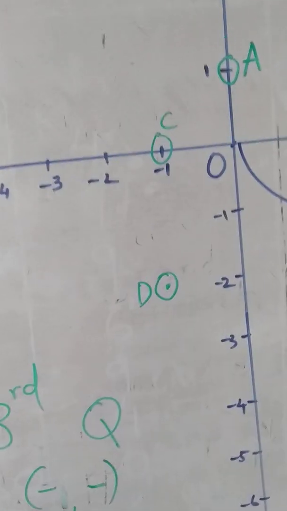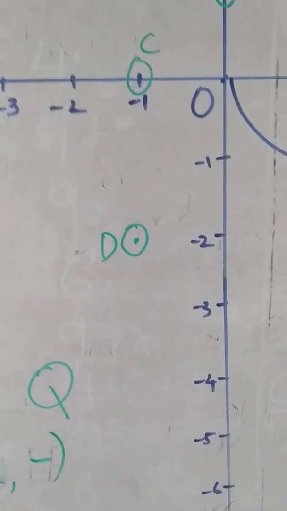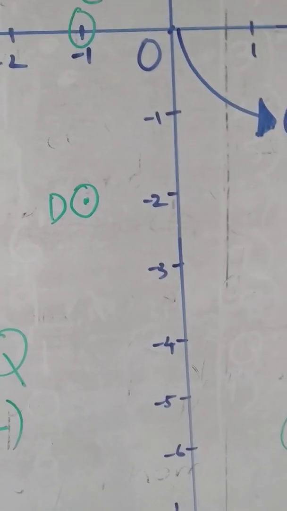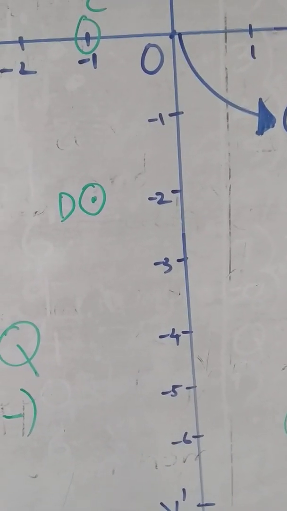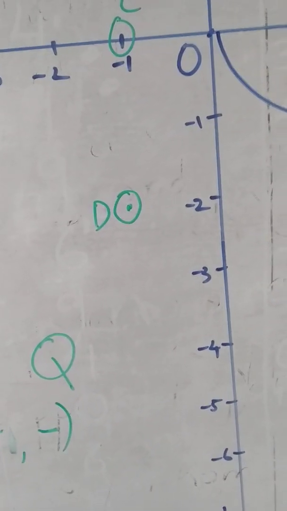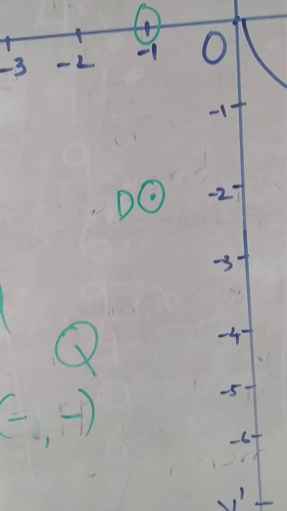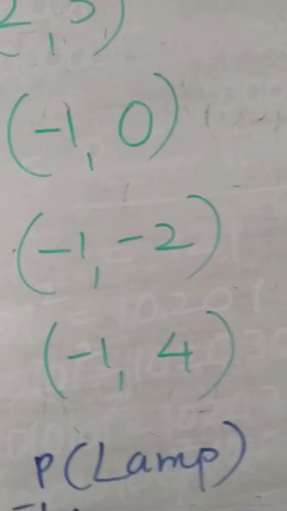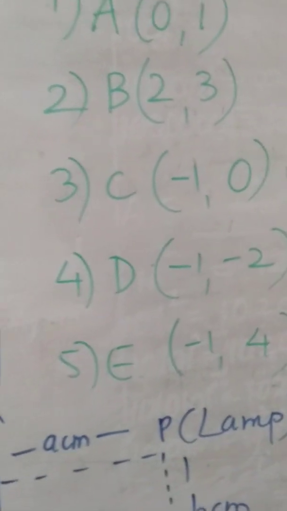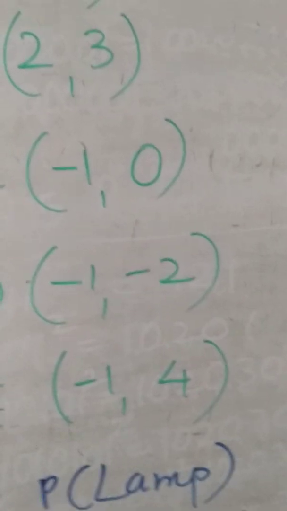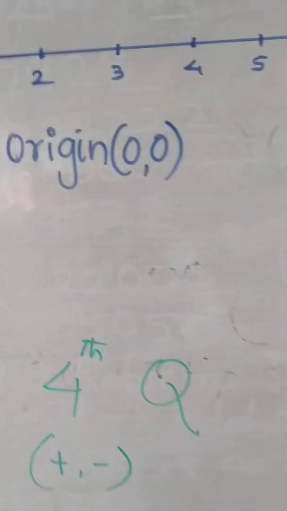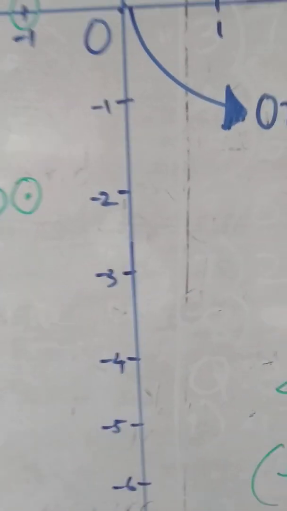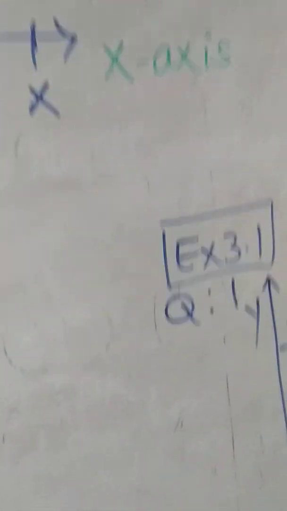C, minus 1, 0. Minus 1 on x-axis, 0. So it lies on x-axis. D, minus 1, minus 2. Minus 1 of x-axis, minus 2 of y-axis. Last point, minus 1, 4. So minus 1 is x coordinate, y is 4. So where is minus 1? Minus 1 and 4. Okay, so you plot the point. From this we come to know to which quadrant they belong.